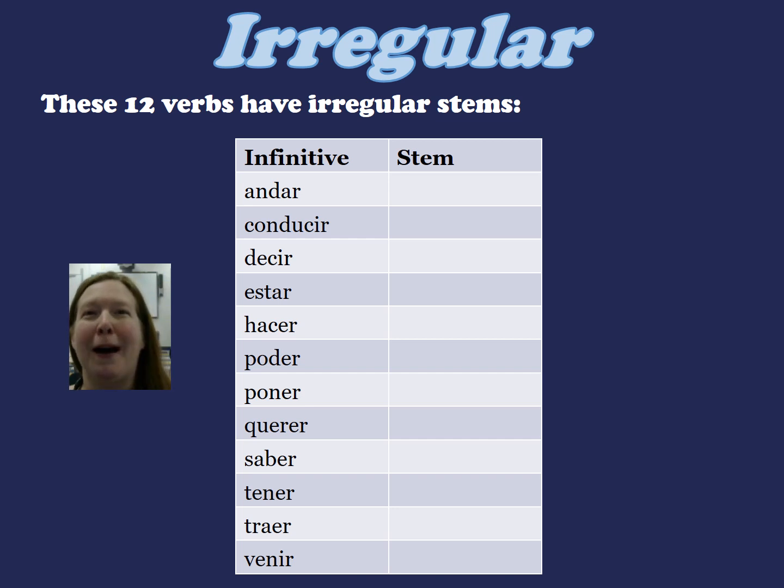So let's talk about conjugation. When you conjugate these verbs, they all have irregular stems. So for these 12 verbs in particular, you can't just take the AR, ER, IR off of them. They actually have a separate stem. You have to memorize it, and that's just the way it is. So let's take a look. Andar is anduve. Conducir, conduj. Decir, dij.